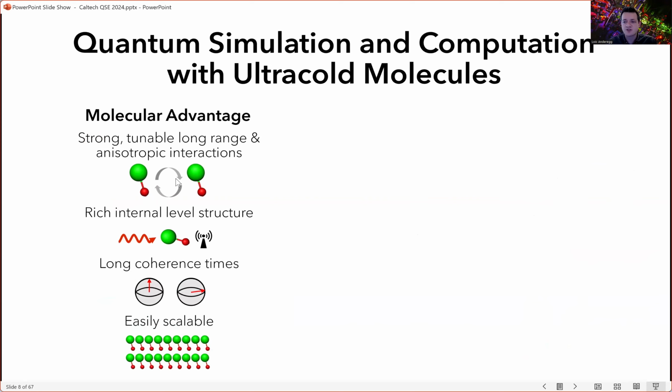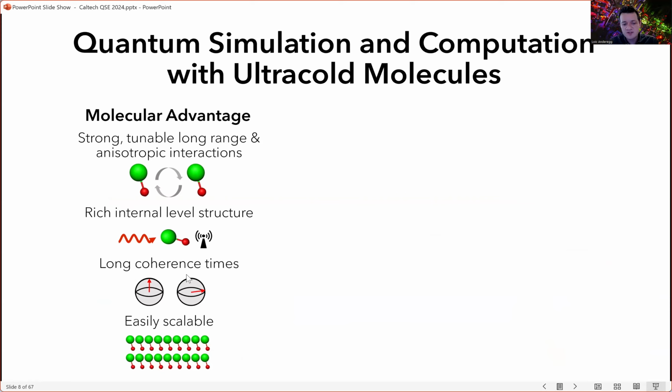And this long-range interaction really has to do with the fact that molecules have electric dipole moments. And it's this electric dipole moment that we use to really couple the molecules together and entangle them. They also have a wide range of internal level structures, and this means they can be controlled and manipulated with a wide range of optical fields, RF fields, and microwave fields, for example. And finally, they also have very long coherence times.